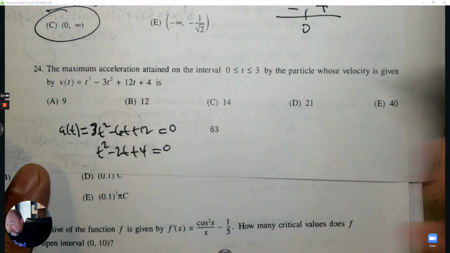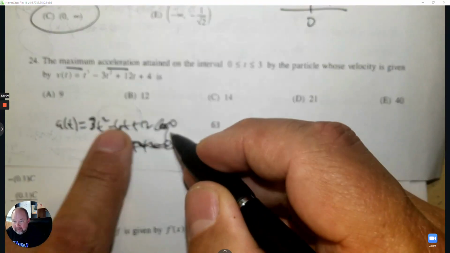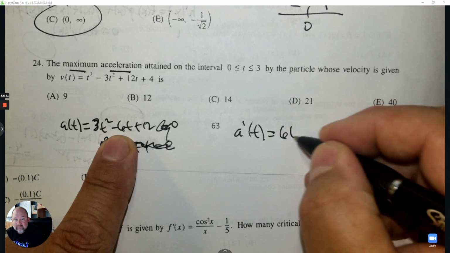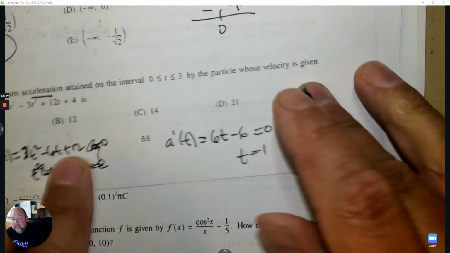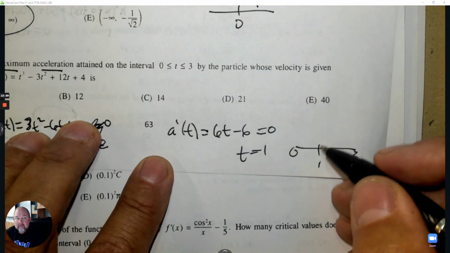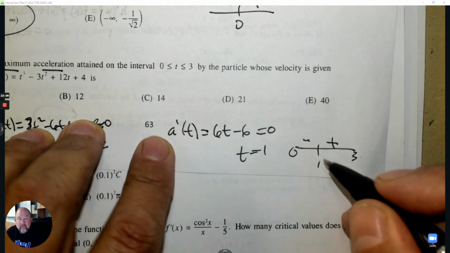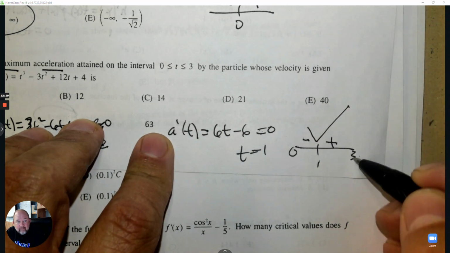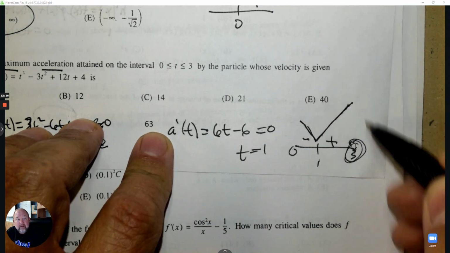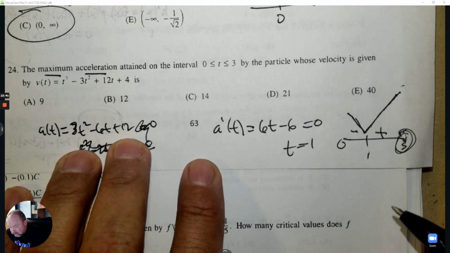If I want to find the maximum acceleration, once I have the acceleration, to find the maximum value of the acceleration, I take the derivative of the acceleration. That gives me 6t minus 6 equal to 0. I get 1. So from 0 to 3, if I plug in a half, or if I plug in 2, it's going down and then up. So whatever the value is, it's going to go down, and then it's going to increase, increase, increase, and then at 3 will be the highest in terms of the acceleration. But a minimum's at 1. So I say at 3.